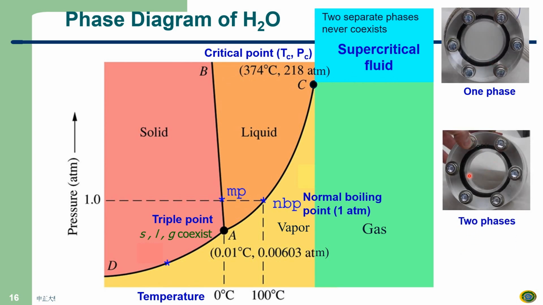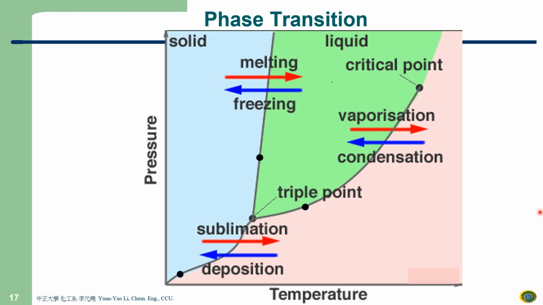And if not, you have two phases, right? For example, this line is two phases. This line is two phases. Two phases, right? Okay. You have seen this before, phase transition. So if you want to change from solid to liquid, liquid to solid, gas to liquid, or solid to gas, you can do any type of process to do the phase transition.